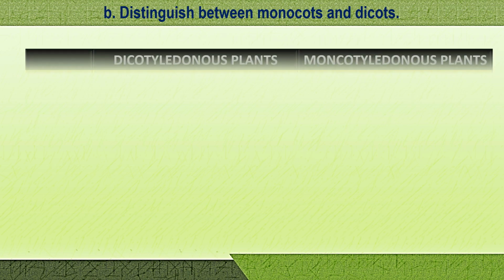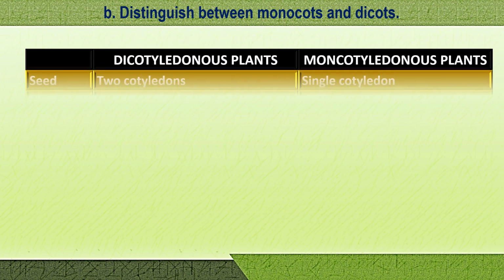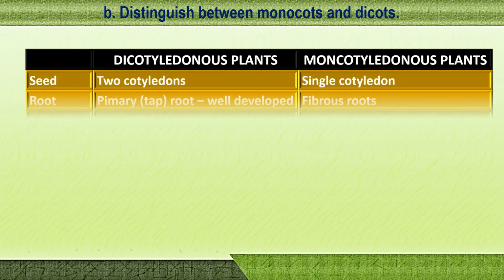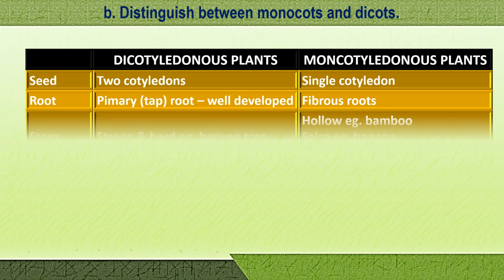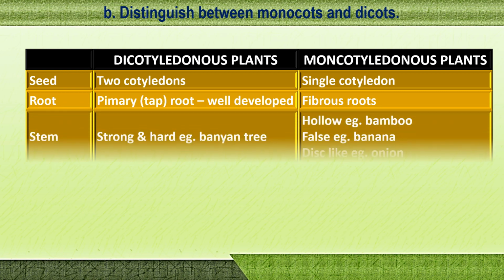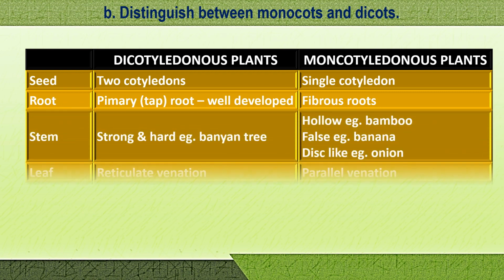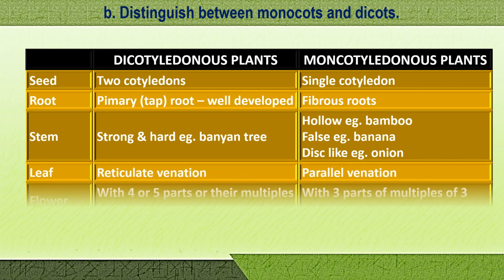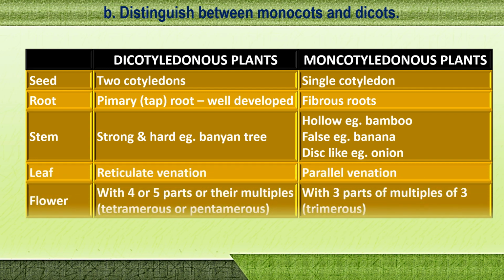Distinguish between monocots and dicots, also called monocotyledonous plants or dicotyledonous plants. So, the seed of dicotyledonous plants have two cotyledons, whereas a monocot has a single cotyledon. The root is a primary or tap root which is well developed. Monocots have fibrous roots. The stem is strong and hard, for example banyan tree in dicotyledonous plants, whereas the stem is hollow, for example bamboo. It can be false like banana or disc-like onion.